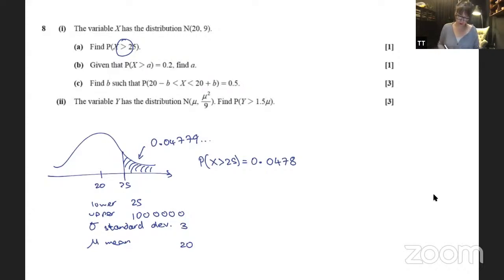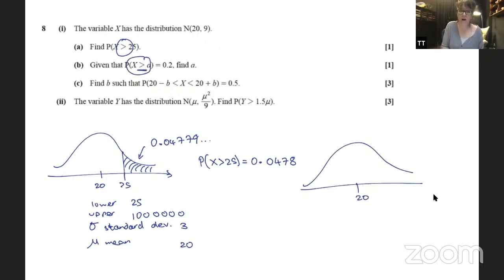Okay, part B. Picture, mean. Don't know A, but the area to the right is 0.2. So is this a possibility?